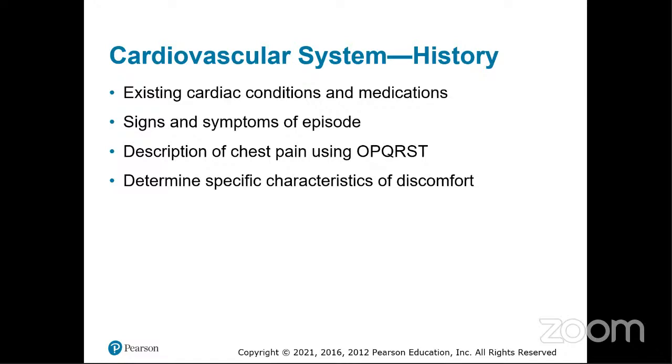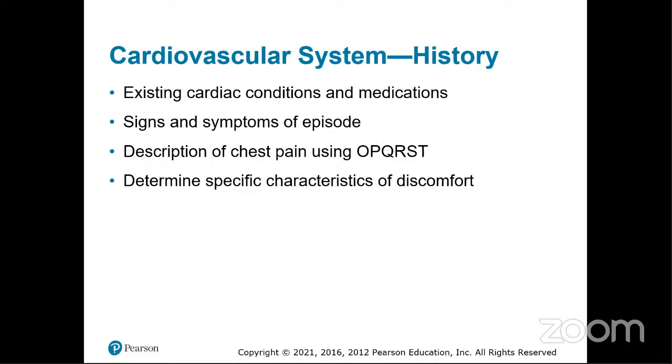And then determine the specific characteristics of the discomfort. That's the same thing. Is it sharp? So with chest pain, we want to know, is it sharp? Is it dull? Is it achy? And then the other part of it, does it go away? So when you came in and sat down, did the pain get better or worse, or is it unchanged?